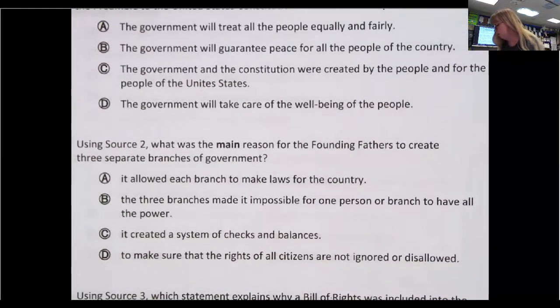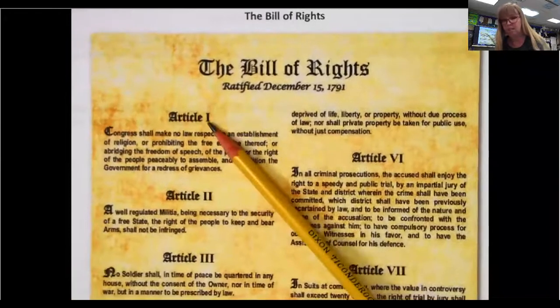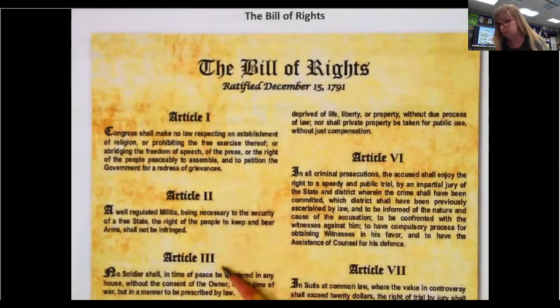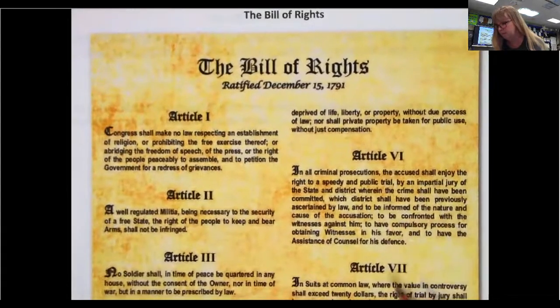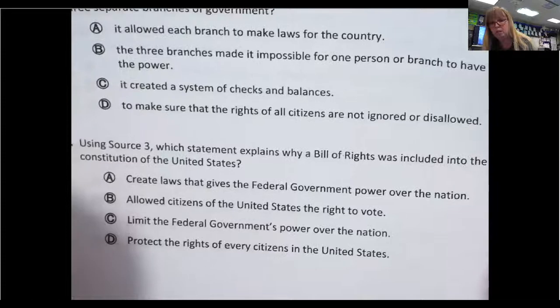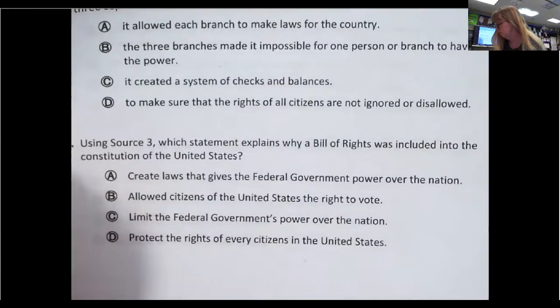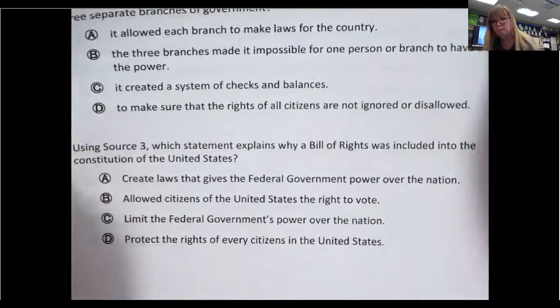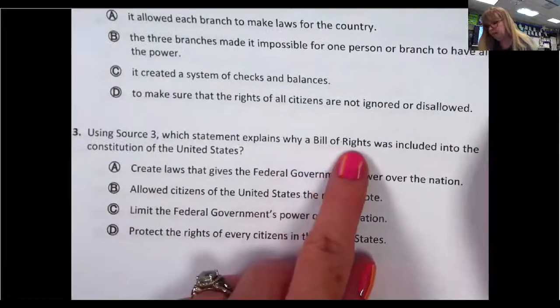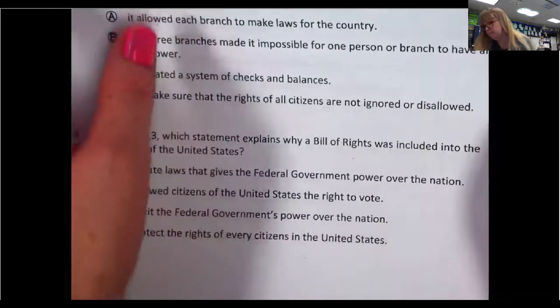Source three. Bill of Rights. Article 1. Think of it as Amendment 1, Amendment 2, Amendment 3, Amendment 4, Amendment 5, Amendment 6, Amendment 7, Amendment 8, Amendment 9, Amendment 10. Using source 3, which statement explains why a Bill of Rights was included in the Constitution of the United States? Well, it's in the name, Bill of Rights. It was to protect the rights of every citizen in the United States. Okay, that's why we have a Bill of Rights, to protect the rights of every citizen in the United States.